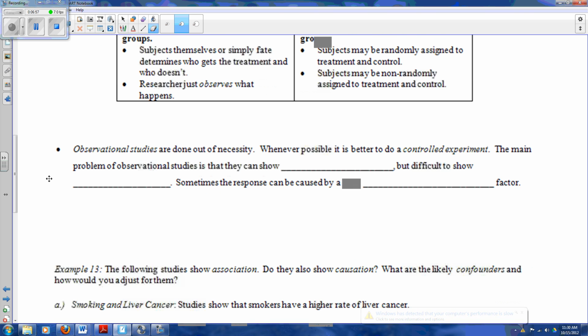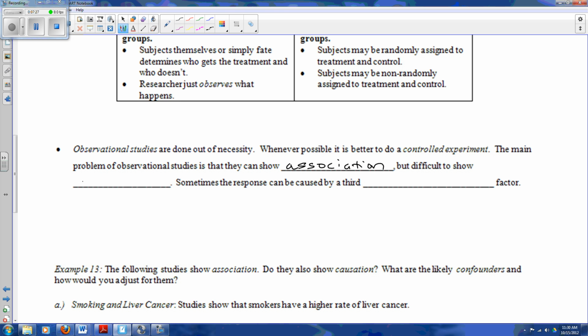All right, observational studies are done out of necessity. Whenever possible, it's better to do a controlled experiment. So this is ideal. You always want to try to do an experiment if you can. The main problem of observational studies is that we can show association, but it's very difficult to show causation.